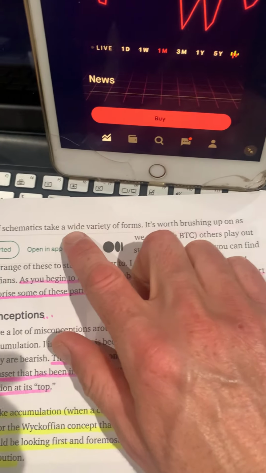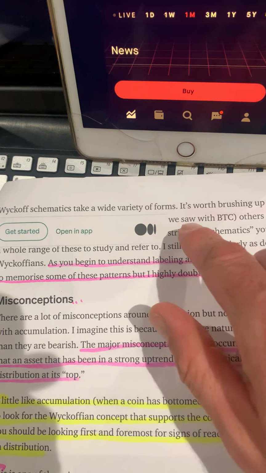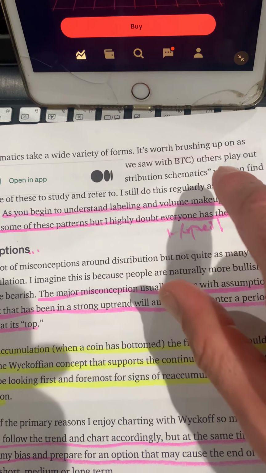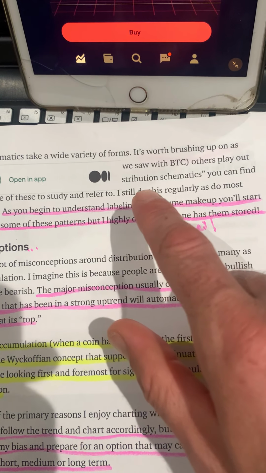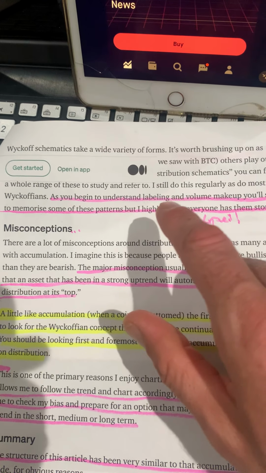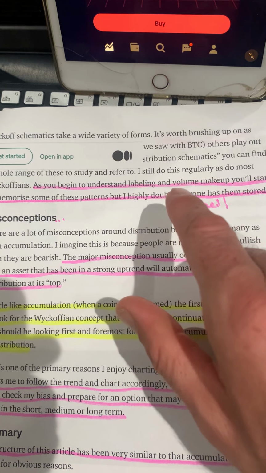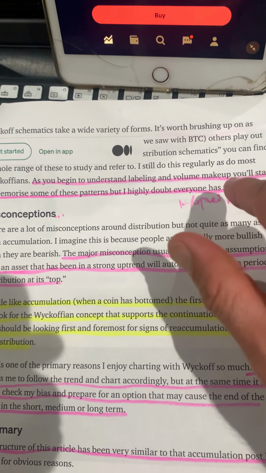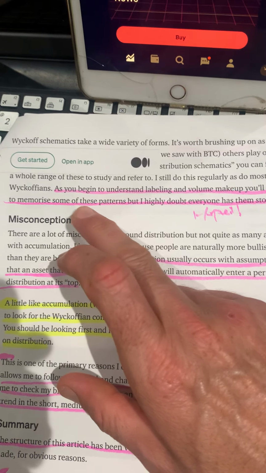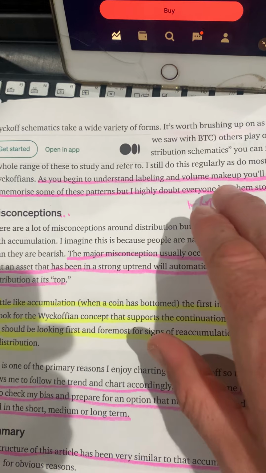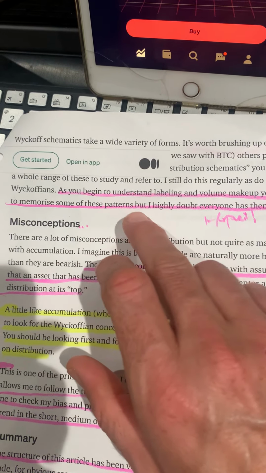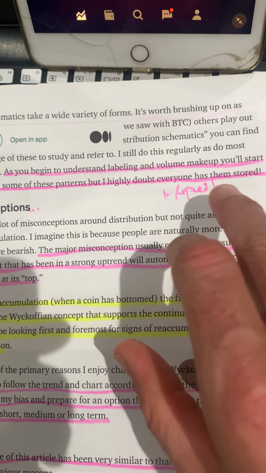Wyckoff schematics, we're almost done, take a wide variety of forms. It's worth brushing up on, as we saw with Bitcoin, others play out schematic distribution schematics. You can find a whole range to study and refer to. As most Wyckoffians, as you begin to understand labeling and volume makeup, you'll start to memorize some of these patterns, but I highly doubt everyone has them stored.